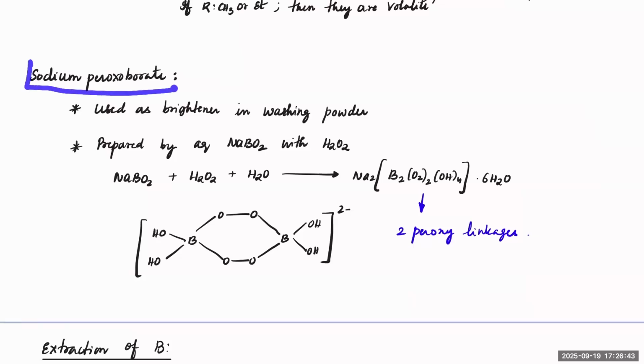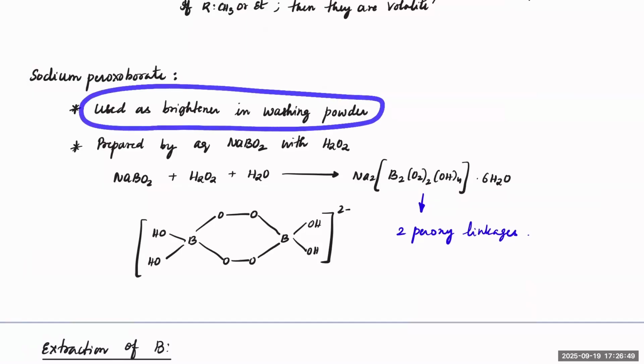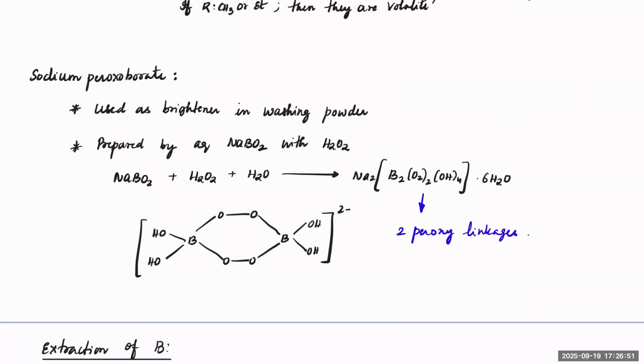The last thing is about sodium peroxoborate. It is used as a brightener in washing powder. It is like a mild peroxy oxidation, so kind of a bleach. It is prepared from NaBO2 with H2O2. So you take sodium metaborate and react it with H2O2.